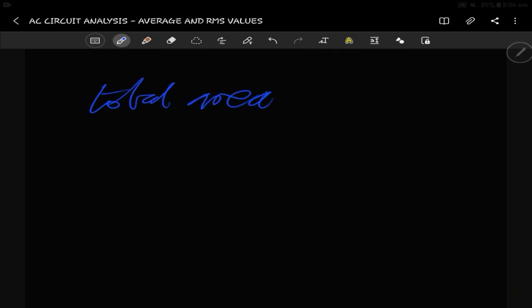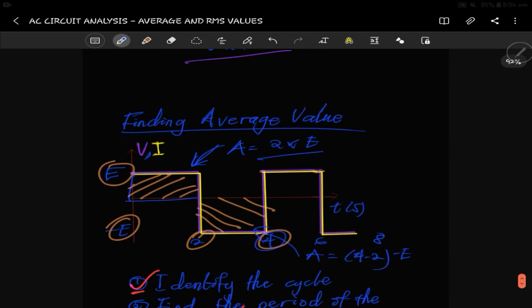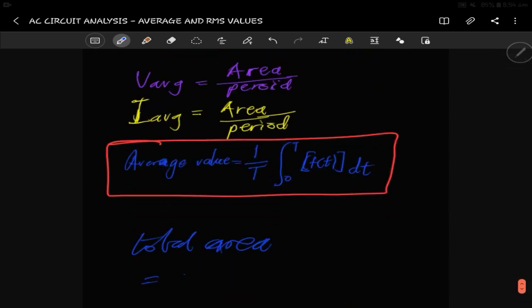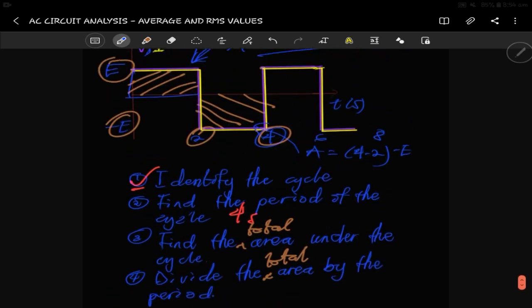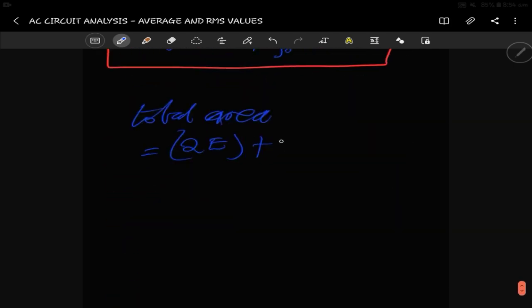under the curve, the cycle that we've identified, right? This is 2E, so we have 2E, and then we're adding the other one. This is 2 minus E, so that gives us minus 2E, right? So this is our total area. And then we know our period to be equal to what we wrote earlier, 4 seconds, right?